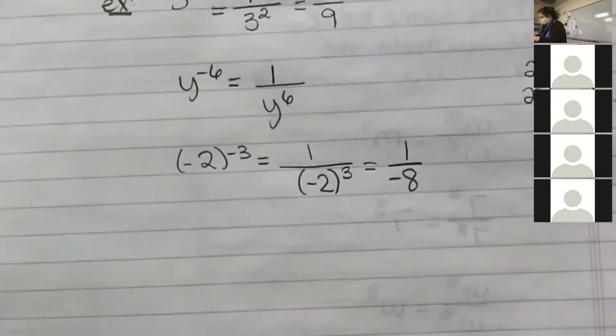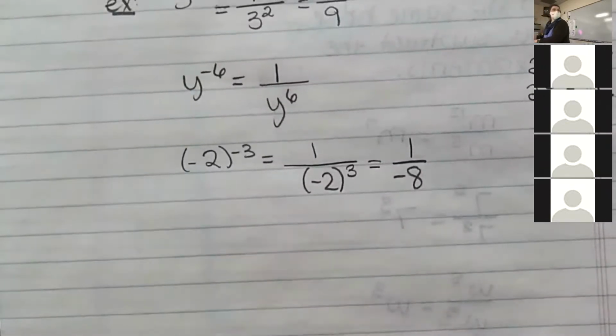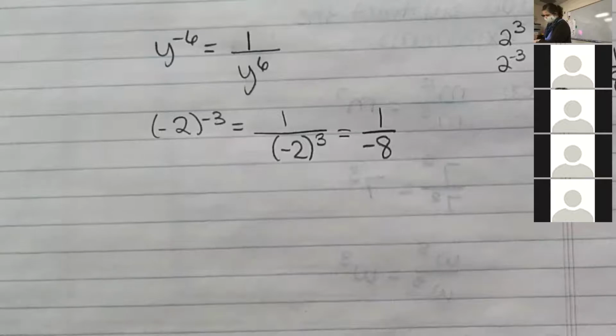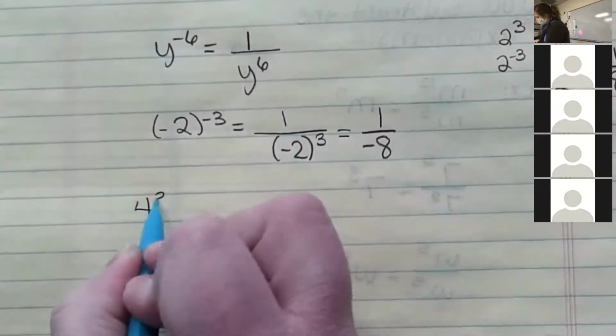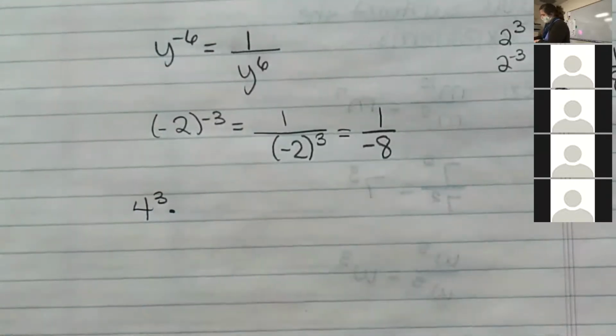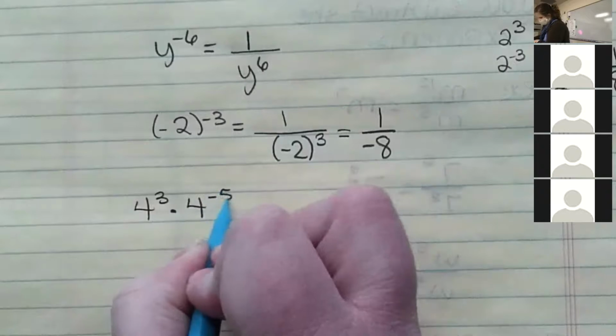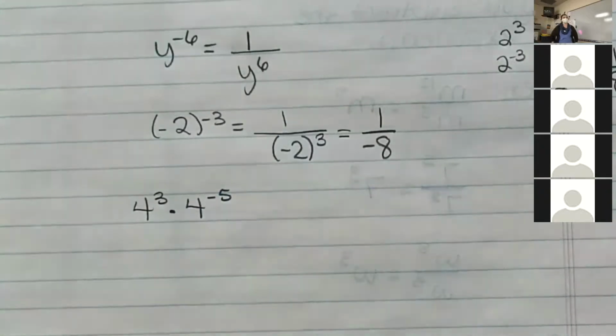Okay, so let's try just a couple more examples. We're going to try to combine things that we learned yesterday and stuff we're learning today. So we have 4 to the 3rd times 4 to the -5th. Okay, you tell me how you think we should solve this.